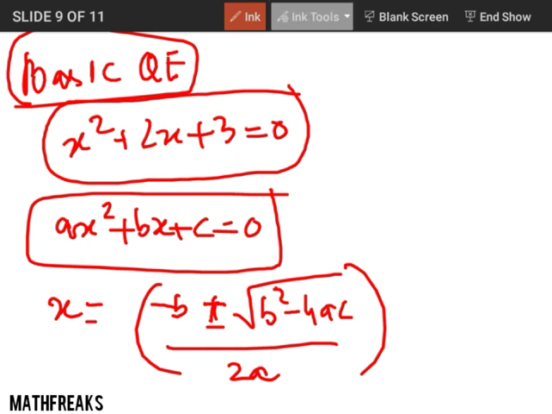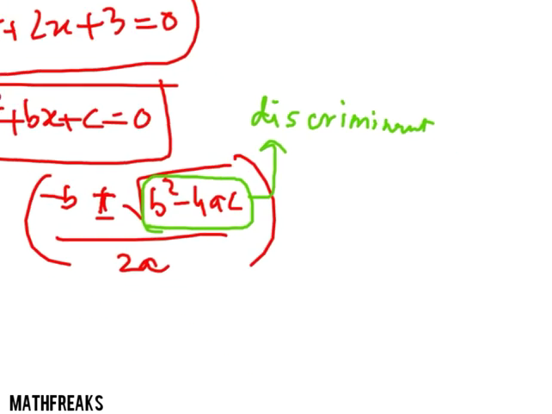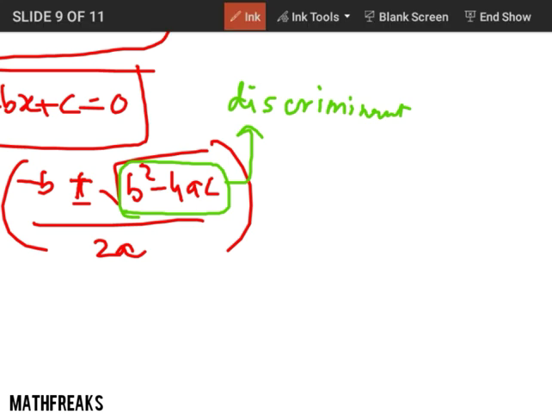Now this part that you see, b square minus 4ac, is known as the discriminant. A lot of things will depend on this discriminant, right? In some books this is also denoted by delta, in some other books this is denoted by simple D. Okay, so we will denote it with D, right?